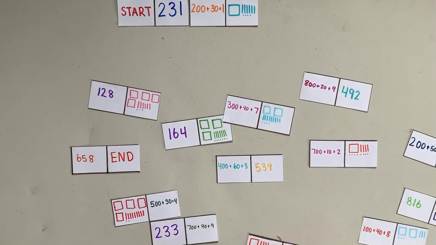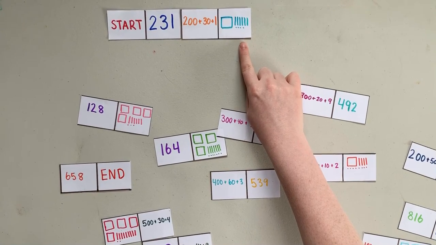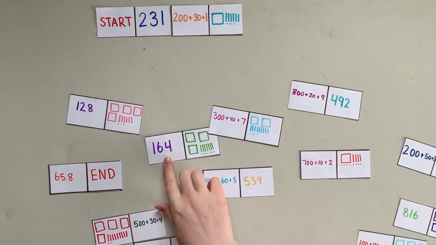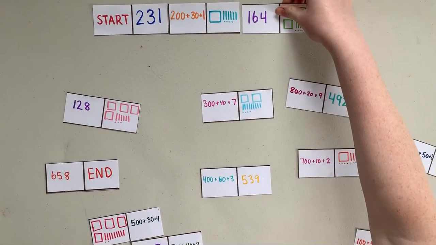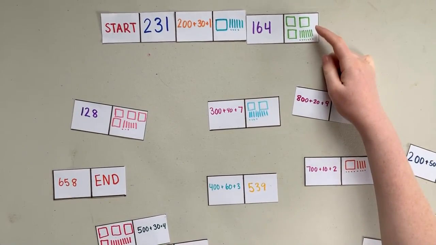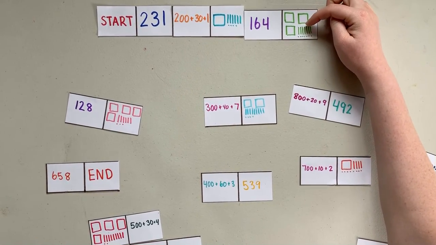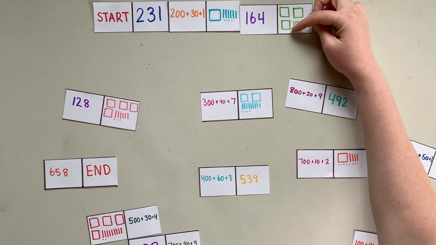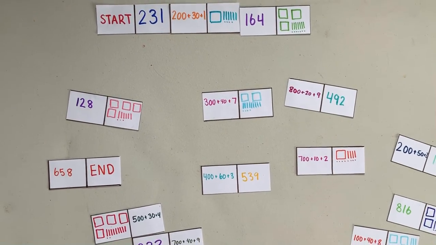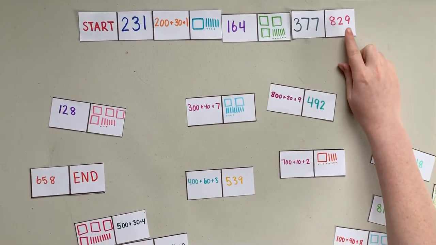Again, I have to look, and this one is in pictorial form, so I know that the match for this is going to be either in standard form or in expanded form. 164. Here it is here in standard form. So I'll bring that up. And then again, beside this one, I have another pictorial representation. So 100, 200, 300, 10, 20, 30, 40, 50, 60, 70, 1, 2, 3, 4, 5, 6, 7, 377. Again, I have to look around. Here it is down here, connected with 829.